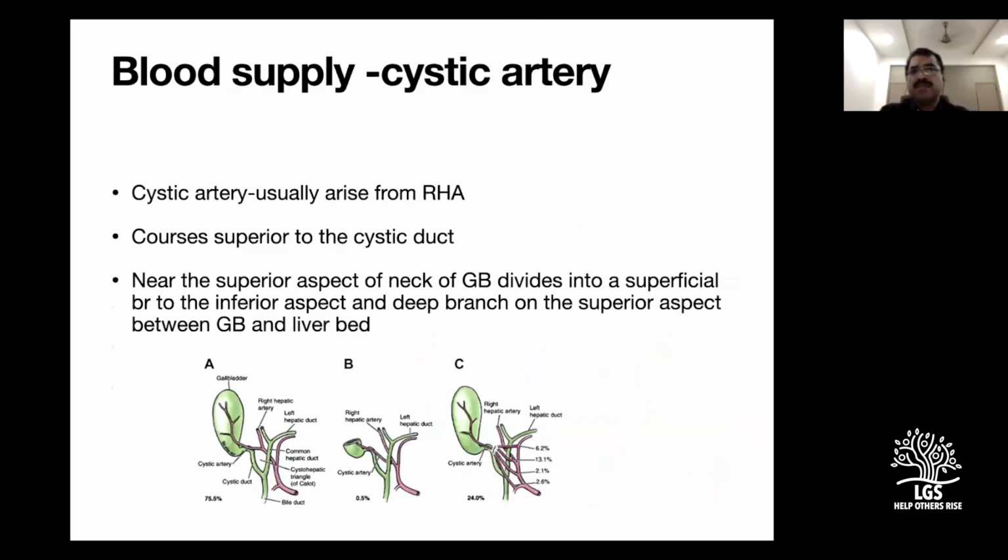So coming to the blood supply, the cystic artery usually arises from the right hepatic artery, and it can arise from other sources as well. It courses usually superior to the cystic duct, and at the superior aspect of the neck of the gallbladder, the cystic artery usually divides into two branches. One is a superficial branch and the other is a deeper branch. The deep branch is seen between the gallbladder and liver. That is the main branch of the cystic artery. You may see another branch, which is the superficial branch.